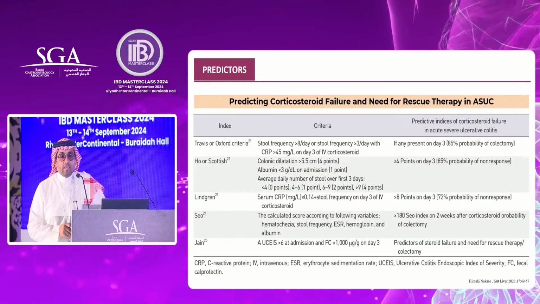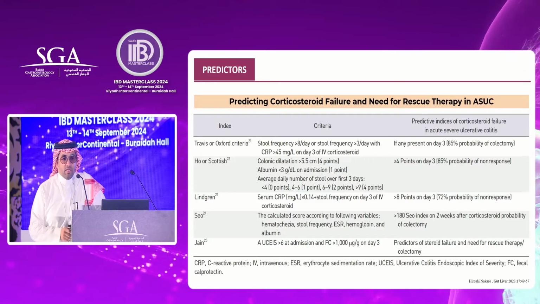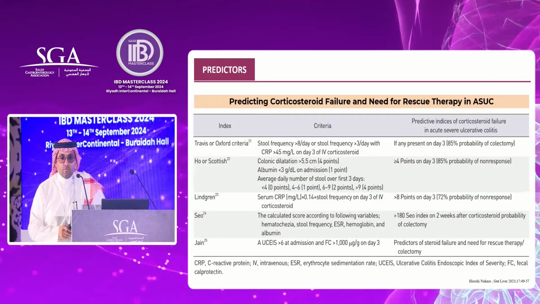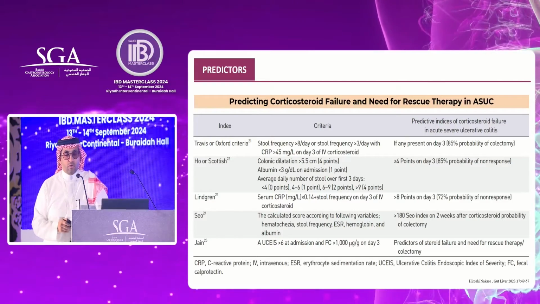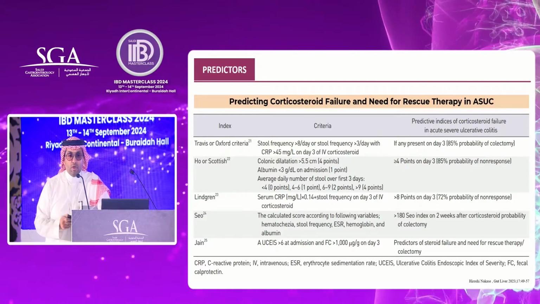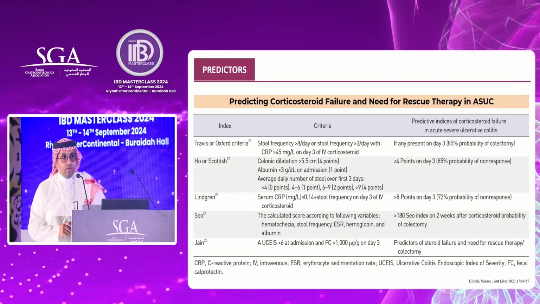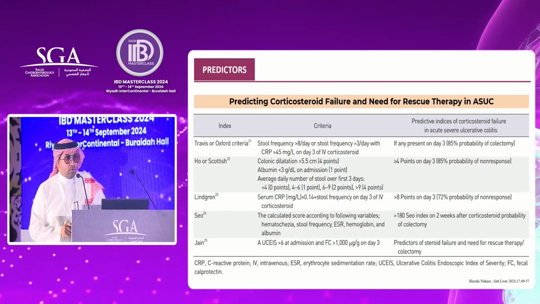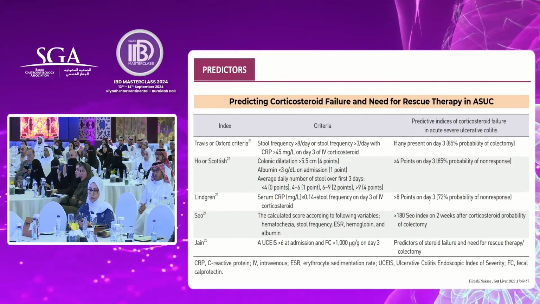So here are some markers that can help us predict steroid failure and the need for rescue therapy. One of them is the Oxford criteria: stool frequency more than 8 times, or stool frequency more than 3 with CRP more than 5. This can tell us that around 85% of the patients will have colectomy.